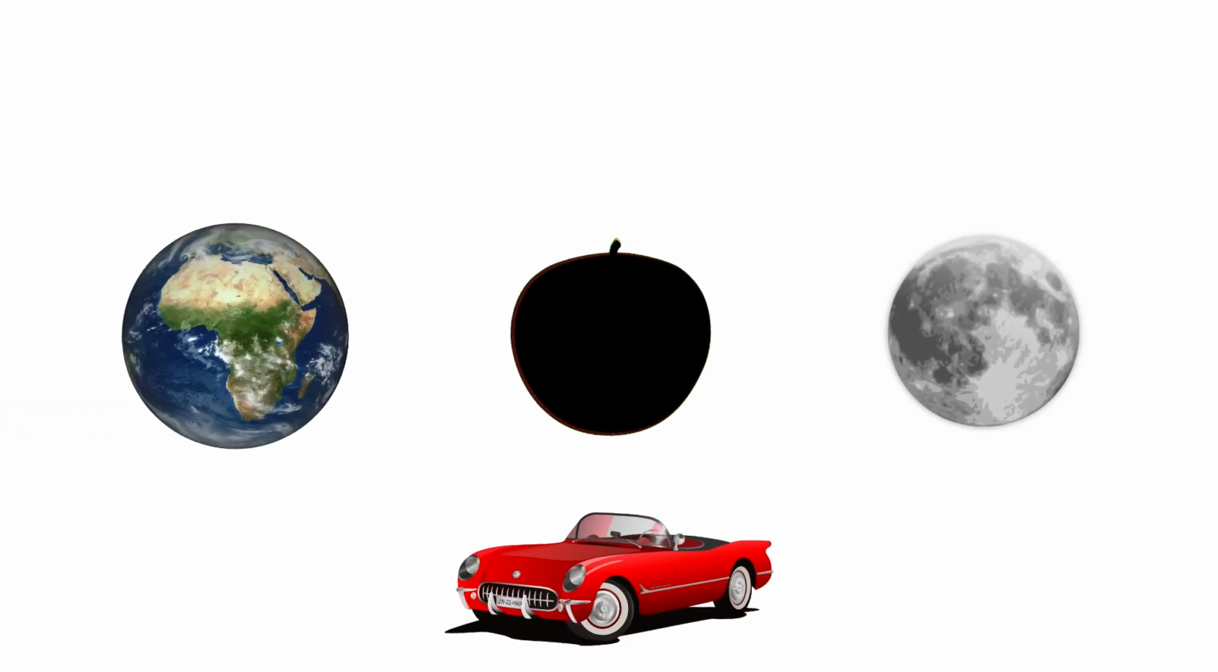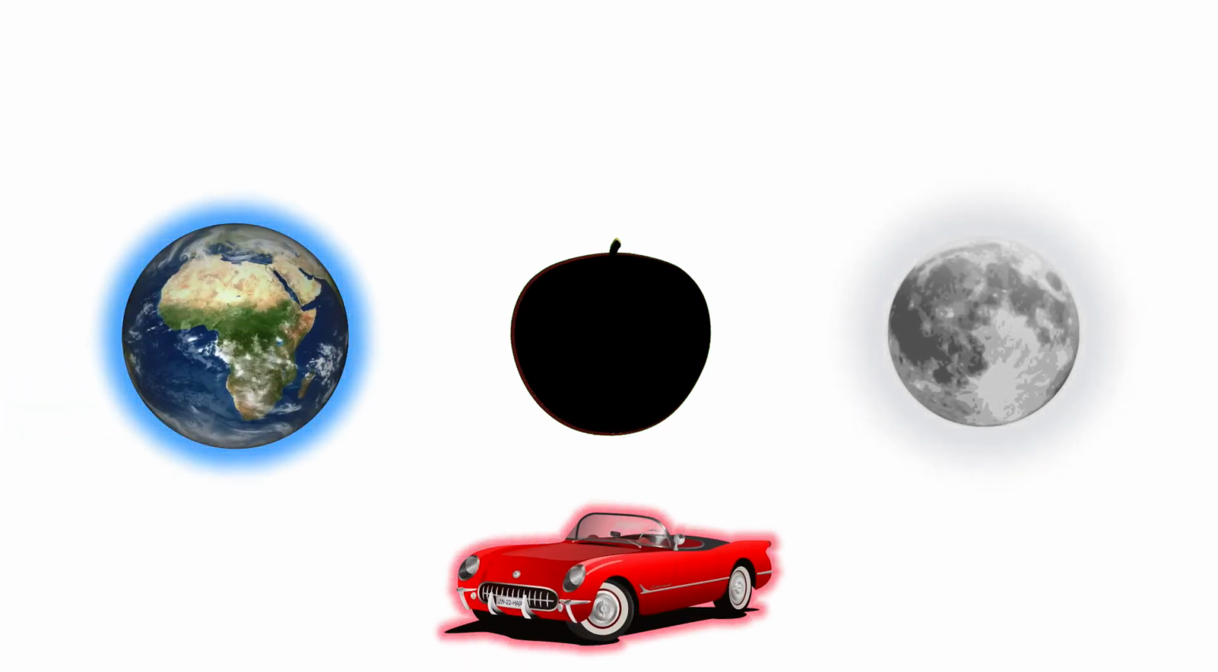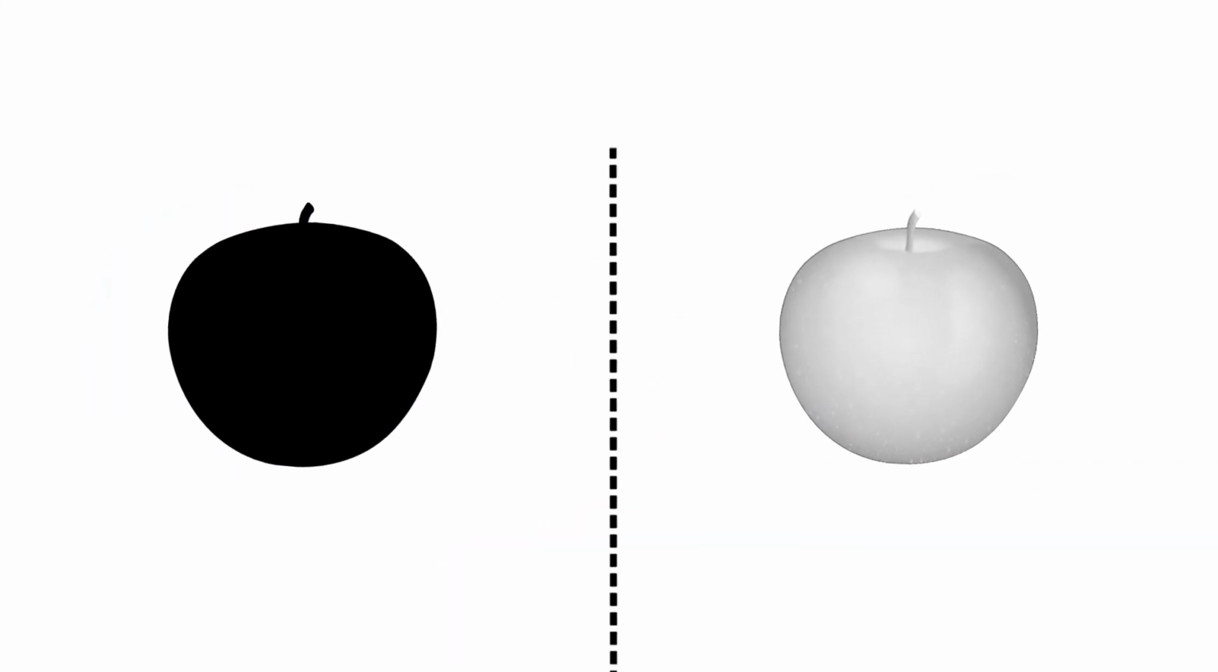Everything that physically exists in the universe reflects light except a black object. So black and white are called opposite colors. One only absorbs and the other only reflects.